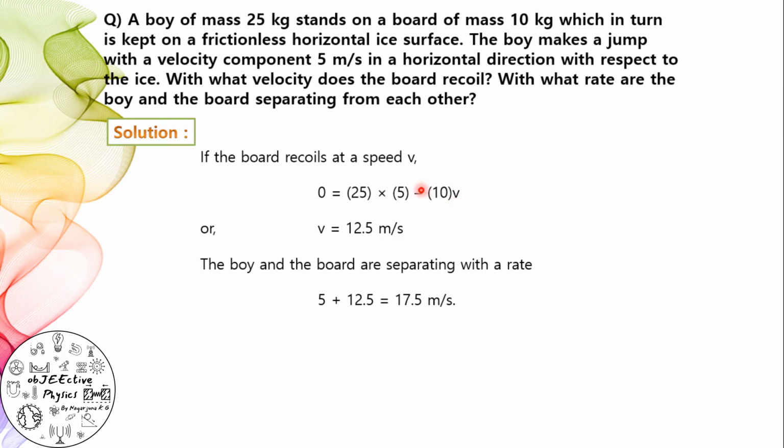Why we take minus sign here? So boy jumps in one direction, board will move in the backward direction. That's why you can take it as minus. Or v is equal to 12.5 meter per second. The boy and the board are separating with a rate 5 plus 12.5, that is equal to 17.5 meter per second. The next question.